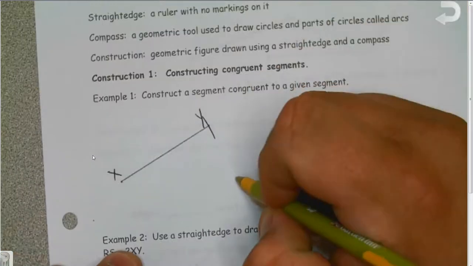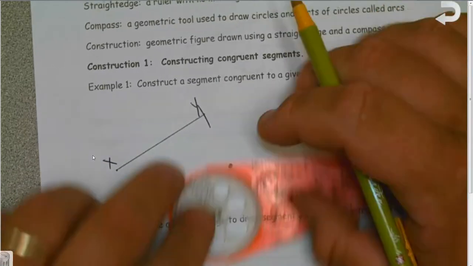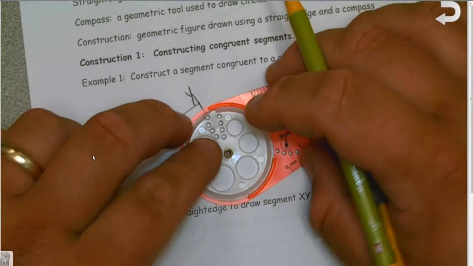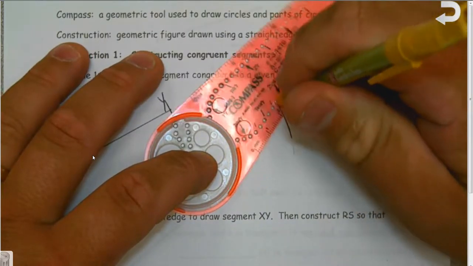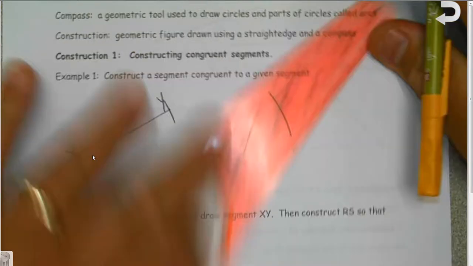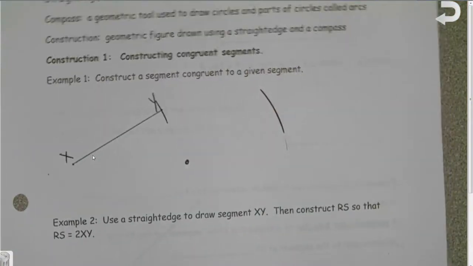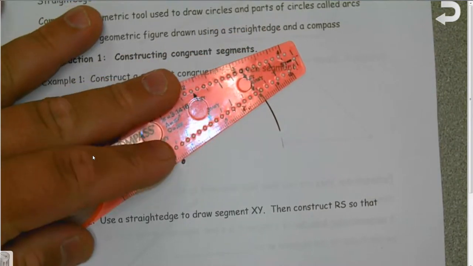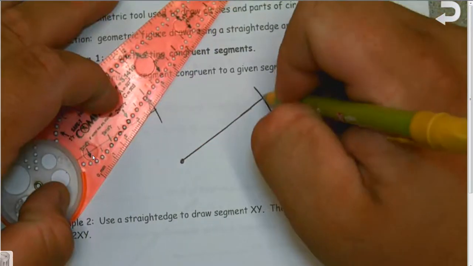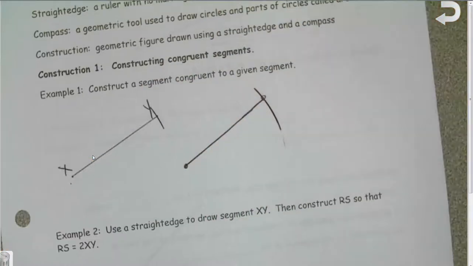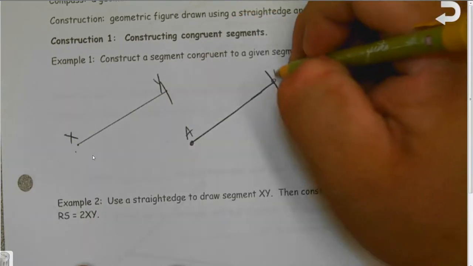So I'm going to put another point in space. And I'm going to put my compass on that point. And I'm going to go back to that same place I just left. And I'm going to make an arc. And so at this point, I have a point and an arc in space. I'm going to use my straight edge to connect that point to that arc. And so now I have another line, and I'm going to call this AB.